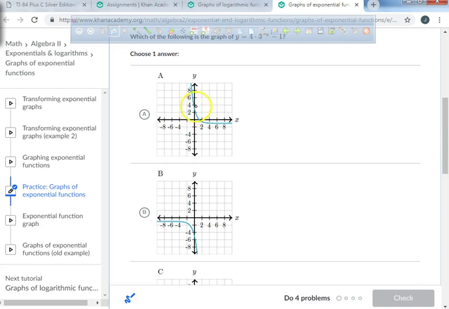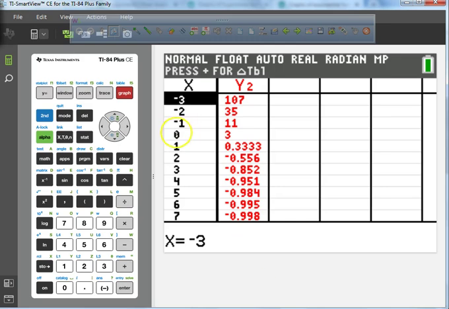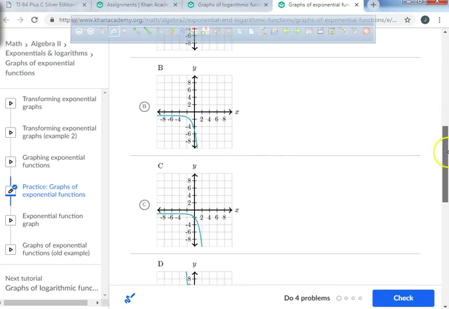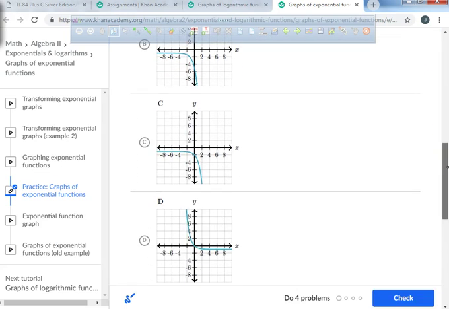A 0 and a 3. Look at your table. 0 and a 3. So does everybody understand why I would choose answer choice A over D? Because D, where is it crossing? At 0, 0.